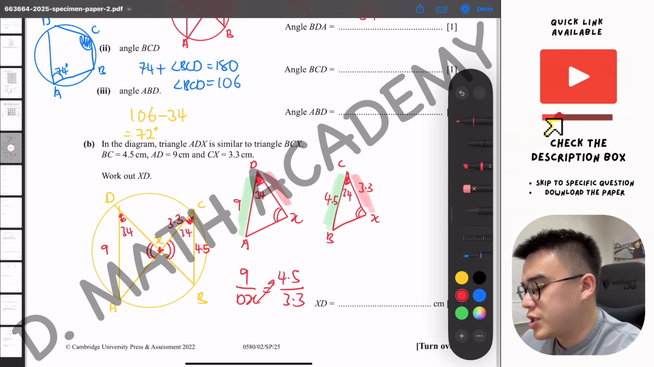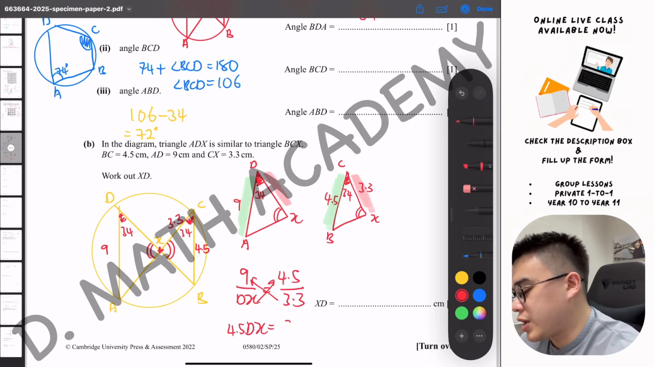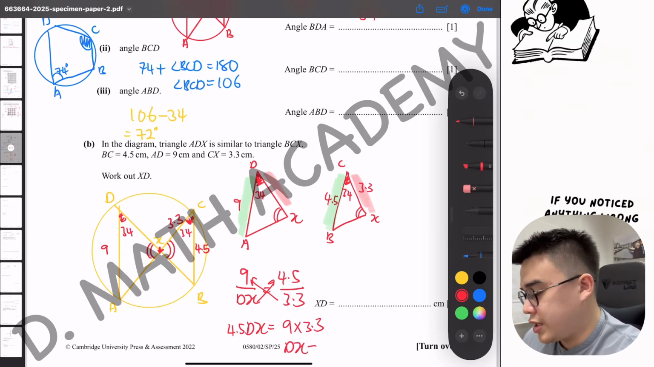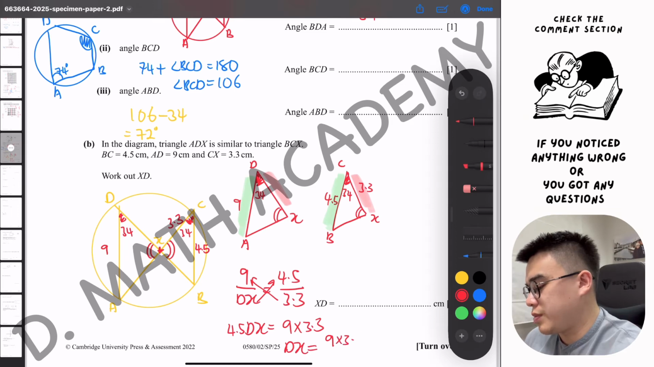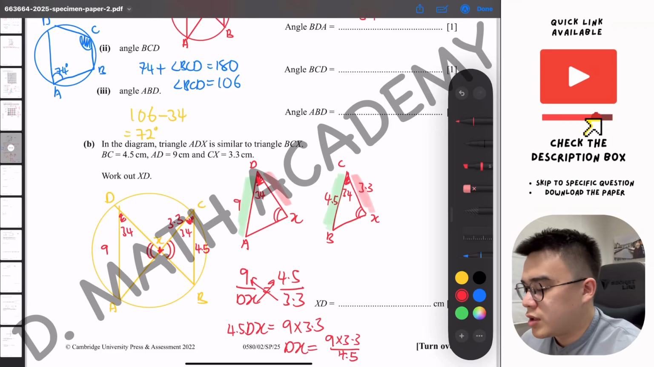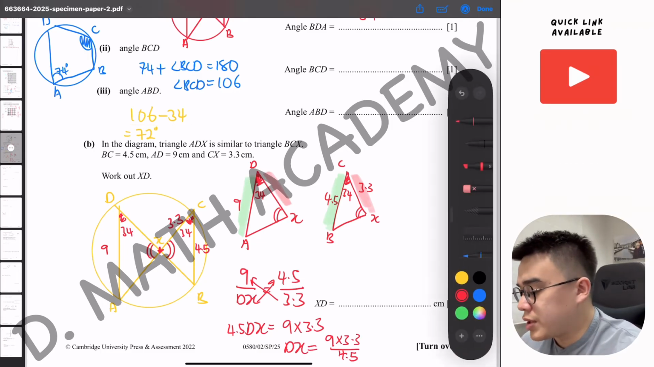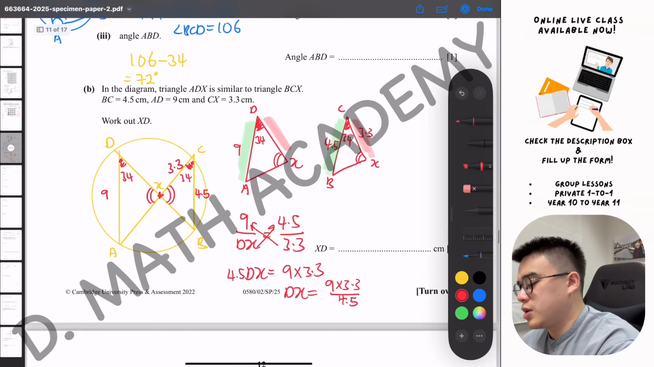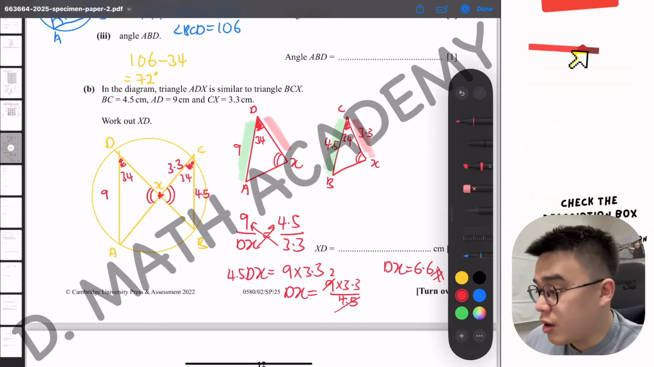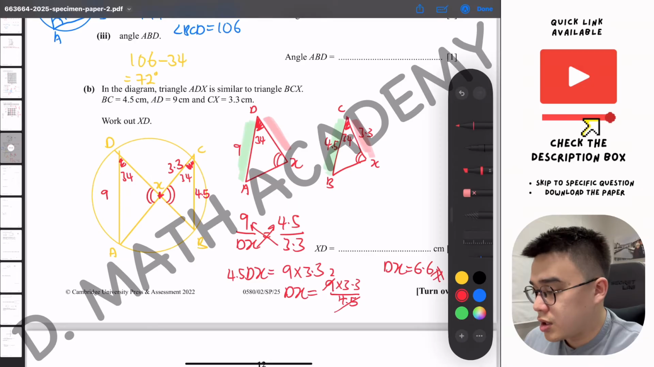Okay, you can just take your 4.5 DX equals to 9 times 3.3, so DX is just 9 times 3.3 divided by 4.5. So once you completed the calculation, DX will be 6.6. That's how you find your answer for this question.